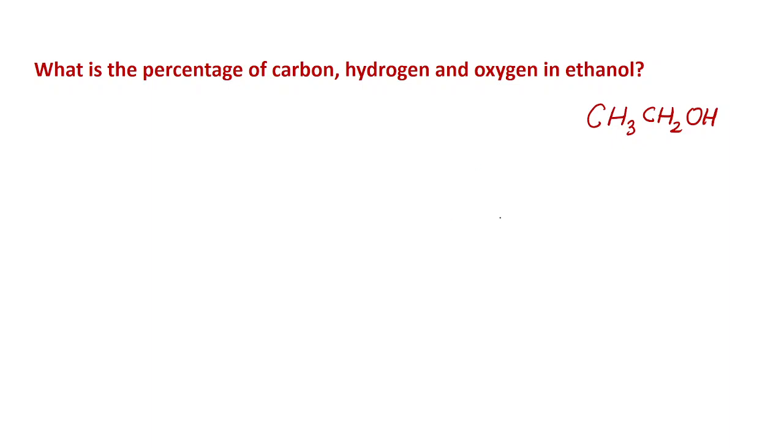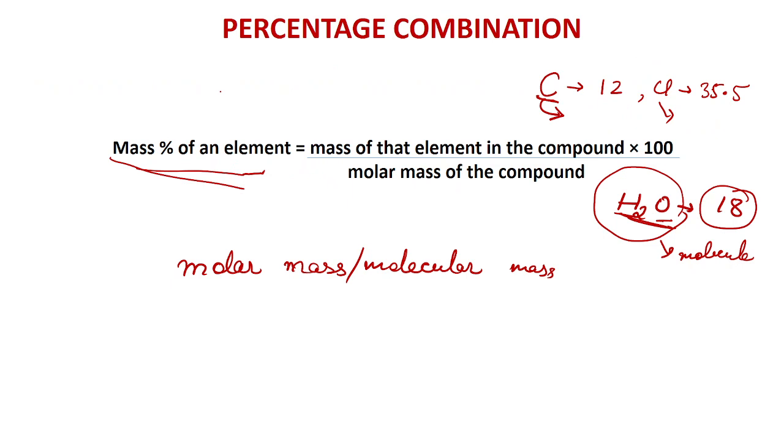You can see that here how many atoms of carbon are there? 2 atoms of carbon are there, 6 atoms of hydrogen are there, and 1 atom of oxygen is there. So now we have to find out the percentage. Now how is this percentage calculated? So the formula given was that mass percent is given as mass of that element in the compound by molar mass of the compound. It means that first of all we will have to determine the molar mass of the compound.